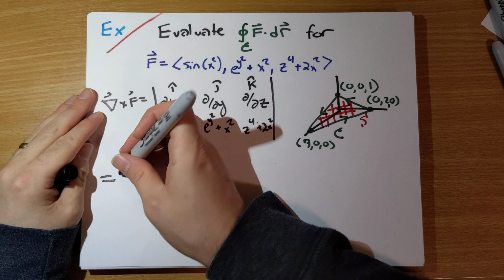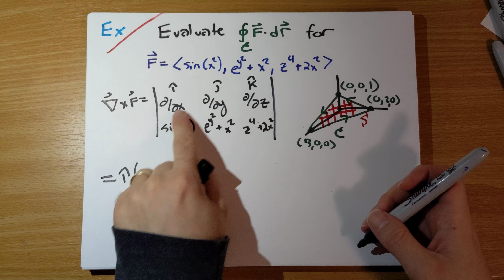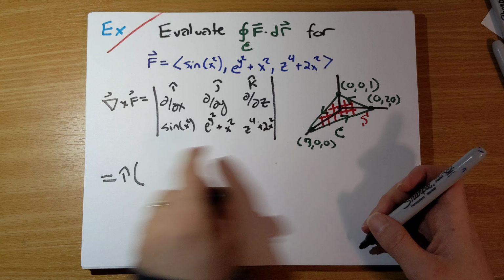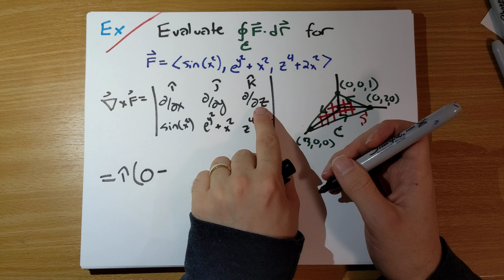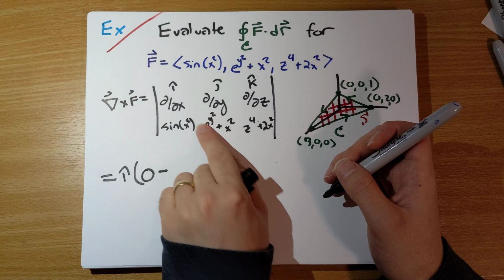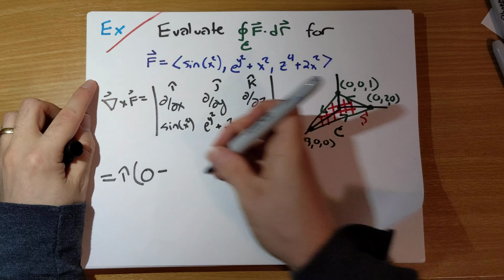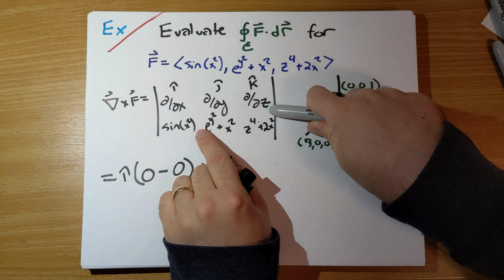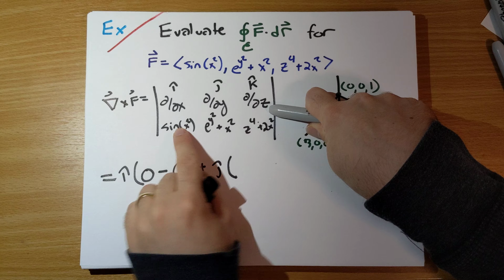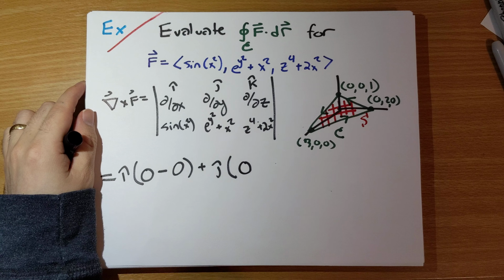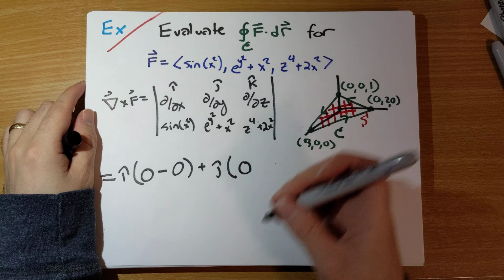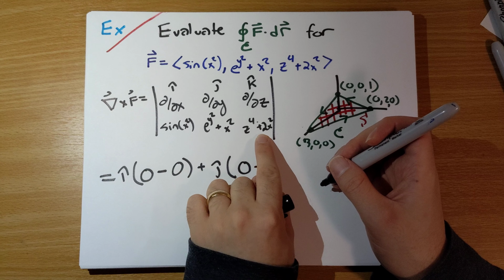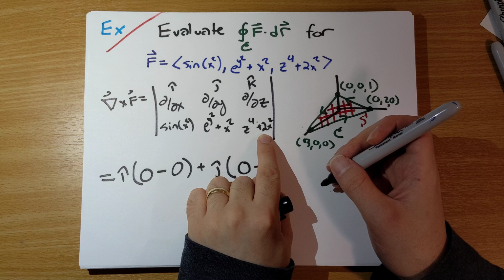Okay, so the curl will end up being i hat times the partial derivative with respect to y of this quantity here. There's no y's, that's 0. Minus the partial derivative with respect to z of this quantity right here. There's no z's. This is also 0. Plus j hat times the partial derivative with respect to z of sine of x squared. Well, there's no z's. We're getting an awful lot of zeros here. Minus the partial derivative with respect to x of this expression right here.